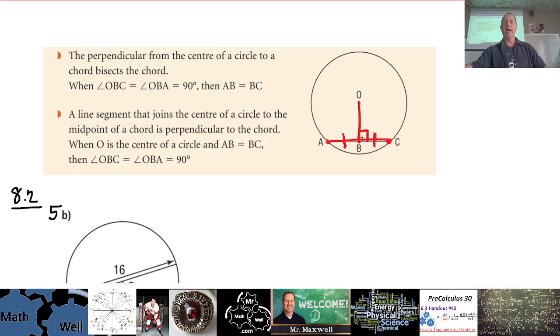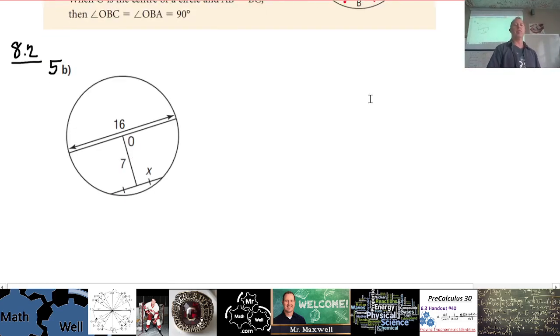So any chord that I draw, let's say I draw this line right here, well, this distance between those two points will be exactly cut in half if I'm careful to draw a 90 degree angle through the center. If that's 90, then this side is the same length as this side. So those things are always true together, which helps us to solve questions just like this one.